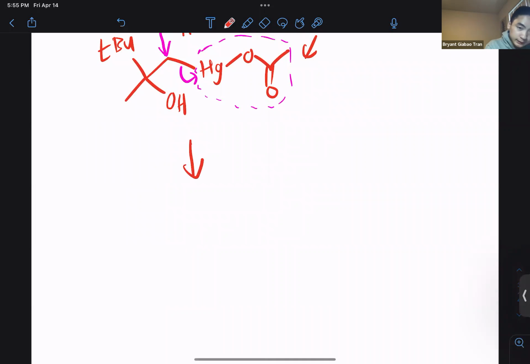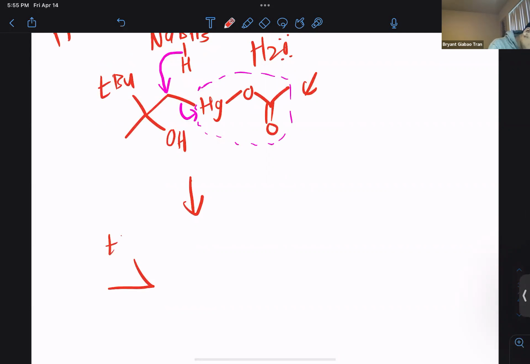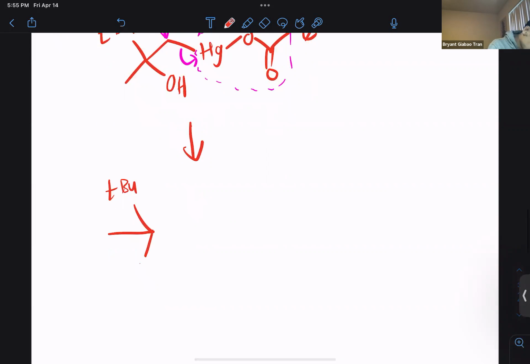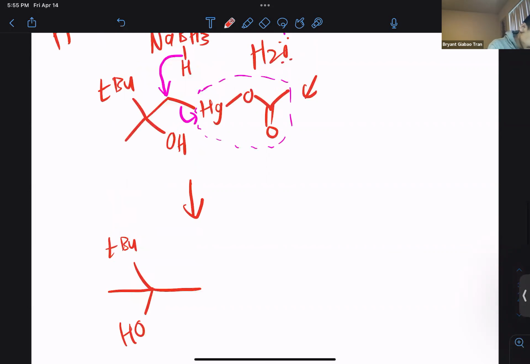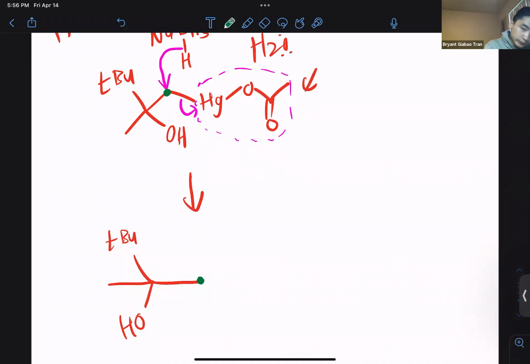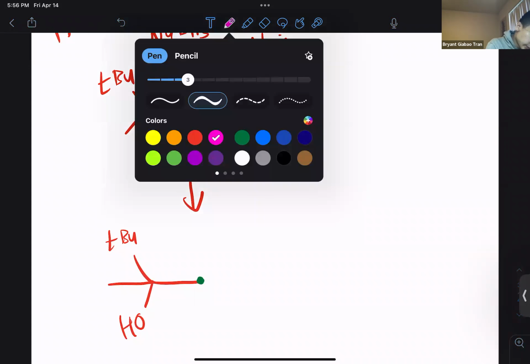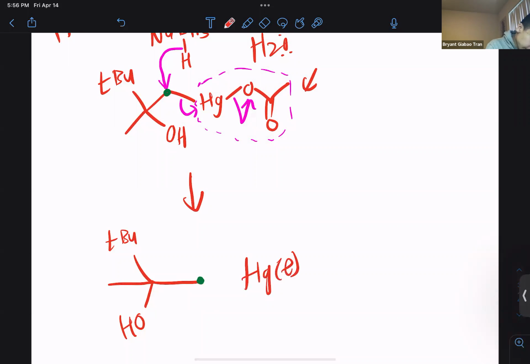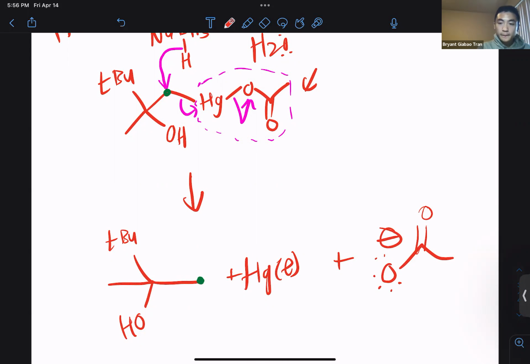And that would give us TBU alcohol, and that carbon there, which is going to be this carbon here with 3 hydrogens. Okay, and also when this mercury group leaves, it will also kick out that acetate leaving group, giving us liquid mercury and the acetate leaving group that can do resonance, making it stable. Okay.